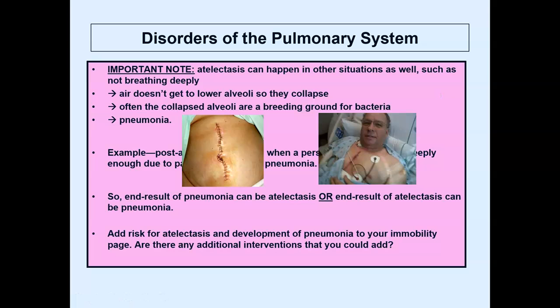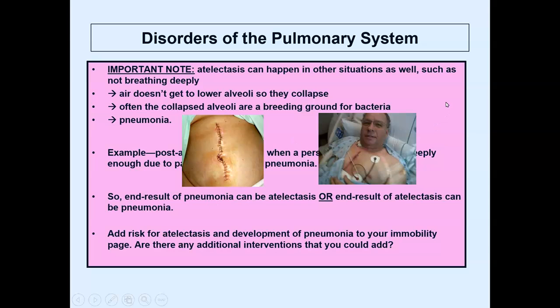And so they won't breathe in very deeply because it hurts. And because there is not a lot of air getting down to those lower alveoli, they'll collapse. And collapsed alveoli are a breeding ground for bacteria. So in summary, your pneumonia can cause atelectasis, or atelectasis can cause pneumonia.